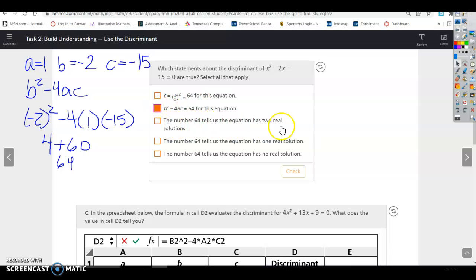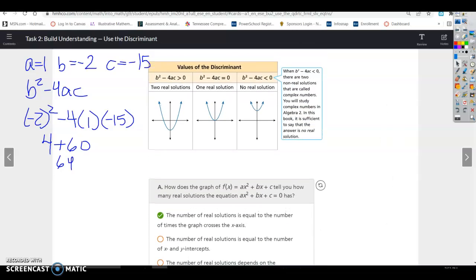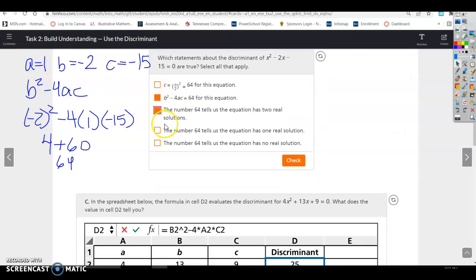The number 64 tells us the equation has two real solutions. That is true as well. Remember, if you go back up here, two real solutions happens when the discriminant is greater than 0. So when the discriminant is positive, 64 is a positive number, it has two solutions. The next ones say the number tells us it has 1, and the number tells us it has no. So that's not true. Only the second and third ones are correct.